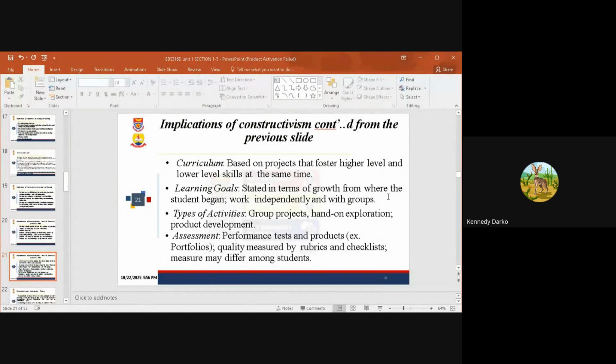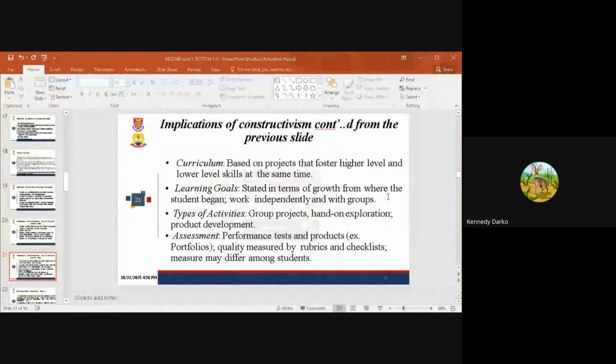Learning goals stated in terms of growth from where students began, work independently and with groups. That's their learning goals. Types of activities. What activities should they use? Group projects, hands-on exploration, product development. So you put them into groups and they do certain projects.